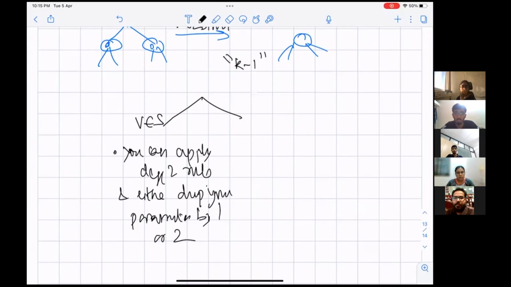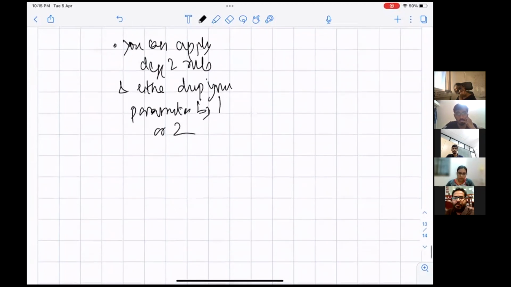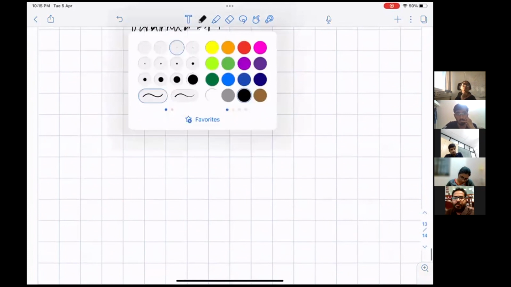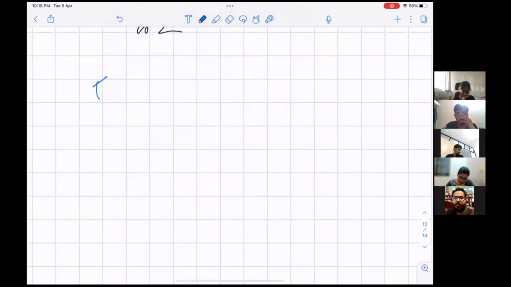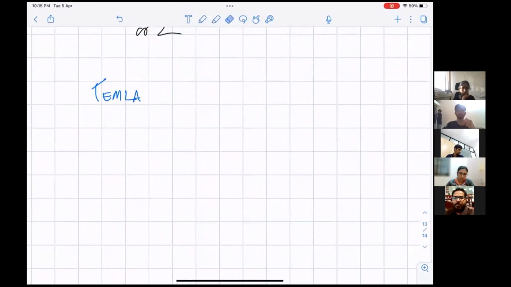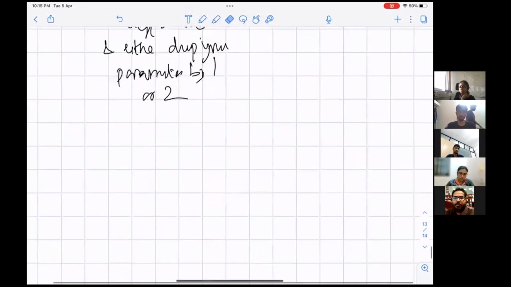Is this fine with everybody? Okay. So now our template should change, right? So what is our template? So our template is here. I'll worry about the template later.